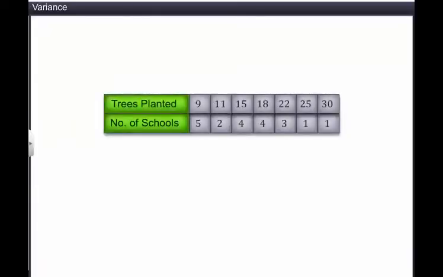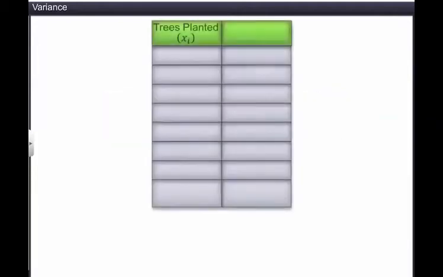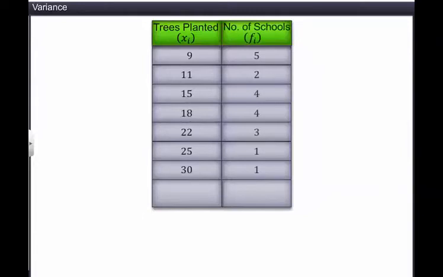Let's consider the given frequency distribution table of trees planted in 20 schools in a tree plantation program. We'll find the variance of the given data. To find the variance, we first need to find the mean of the given distribution. Let the number of trees planted be xi and the number of schools or frequencies be fi. The total number of schools, or sum of frequencies, is equal to 20.